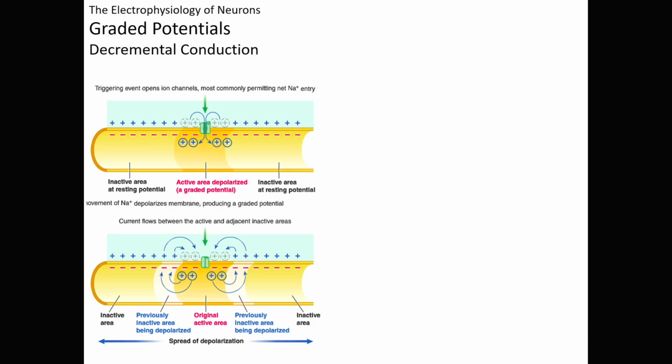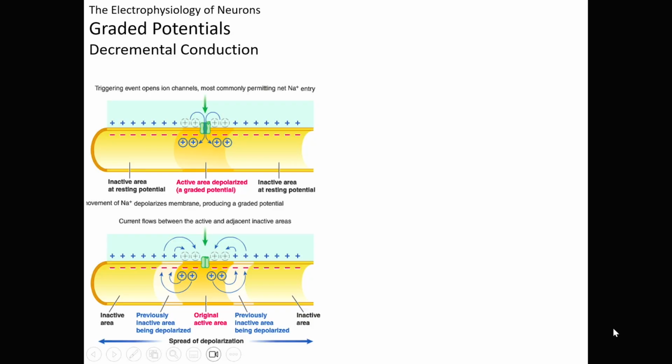Okay, another characteristic of gradient potentials that we need to be aware of is that they undergo this phenomenon called decremental conduction. There's kind of two parts to this. One is the conduction part, which is to say that gradient potentials have the ability to travel from where they originate to other parts of the dendritic zone. So that's the conduction part. The decremental part refers to how the magnitude of a gradient potential actually decays as it is traveling. Okay, so I'm going to try to walk you through how this all happens.